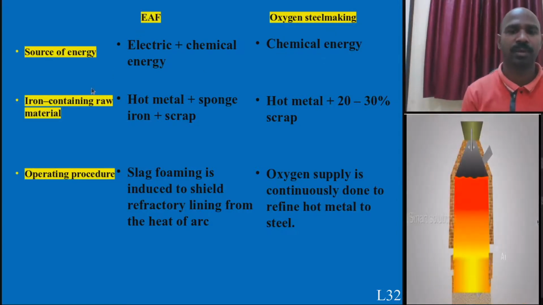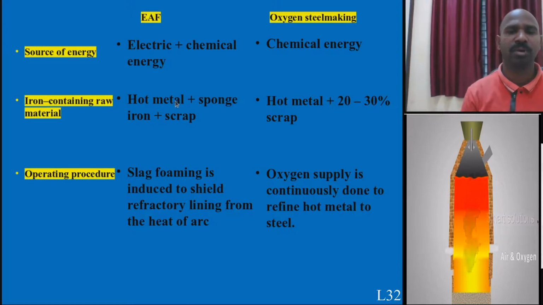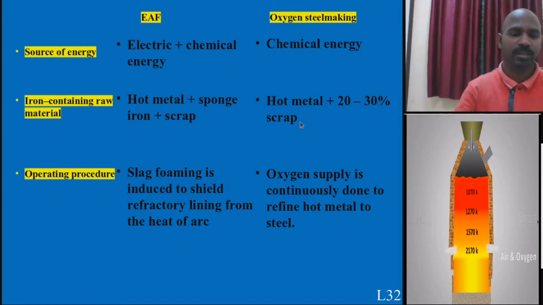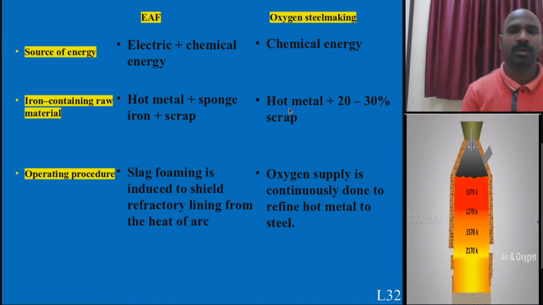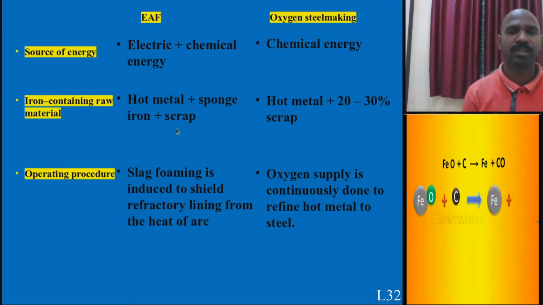In the electric arc furnace, iron containing raw material such as hot metal, liquid pig iron, or sponge iron and scrap may be used depending upon the material available. In the case of oxygen steel making, hot metal with a 20 to 30% scrap combination is preferred; liquid pig iron and 20 to 30% steel scrap is allowed. The scrap is nothing but steel scrap.